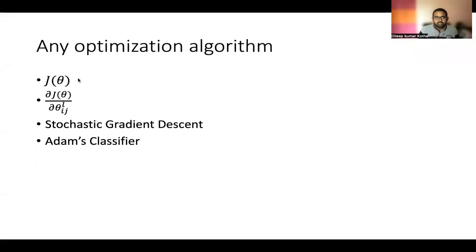So now we have seen how to calculate the cost function and the derivative of the cost function for each weight. So we can use any optimization algorithm now to solve neural networks. We can go with stochastic gradient descent or the Adam optimizer or any other optimization algorithm. I have listed these two because these are the most famous ones being used for classification problems when using neural networks today.